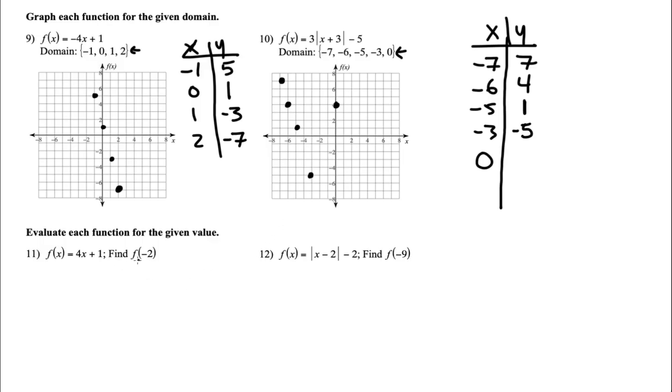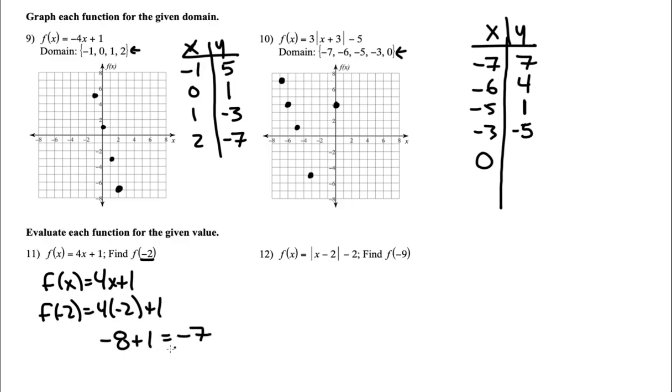This one is asking me to find f of -2. So if I have f of x equals 4x plus 1, I'm just going to rewrite this, except every time I see an x, I'm going to put in a -2. f of -2 equals 4 times -2 plus 1, which equals -8 plus 1, which equals -7. So I know that f of -2 equals -7.